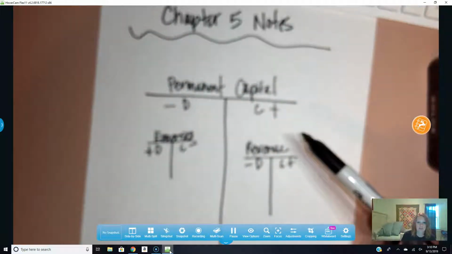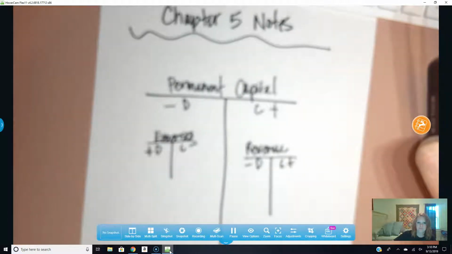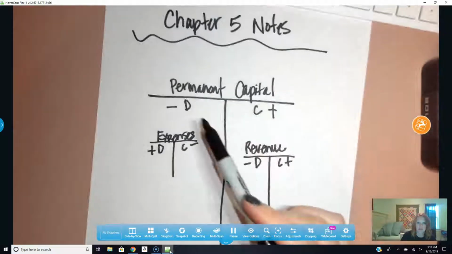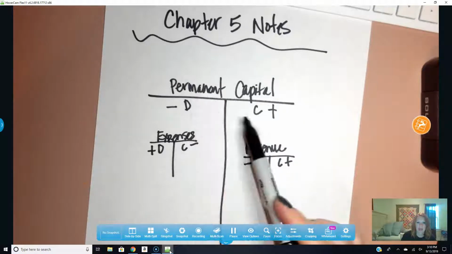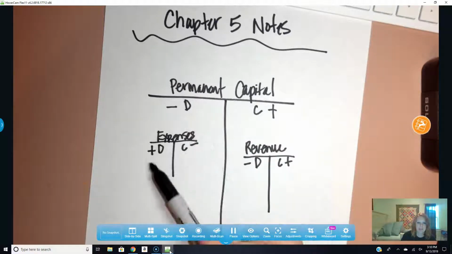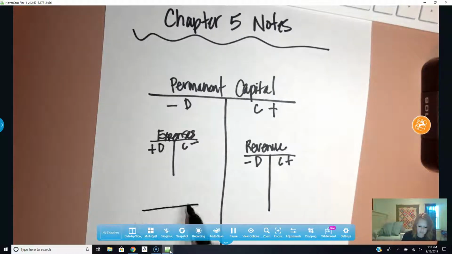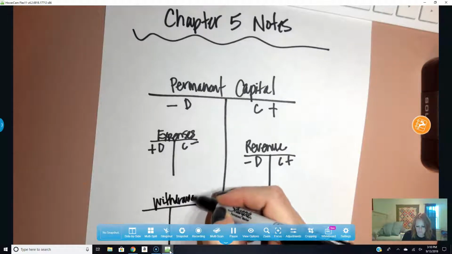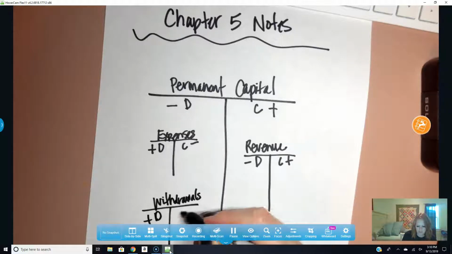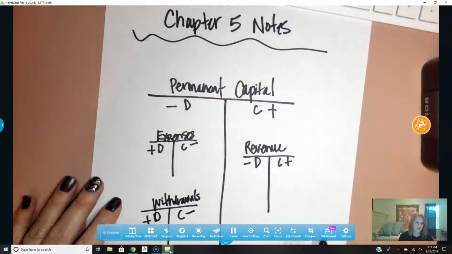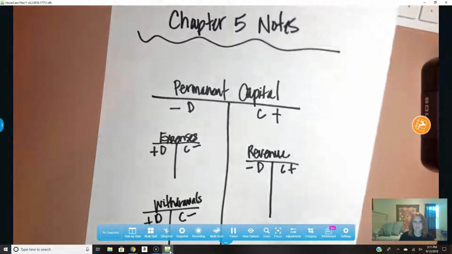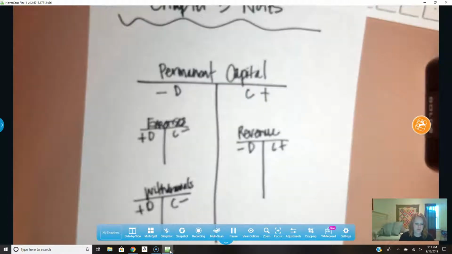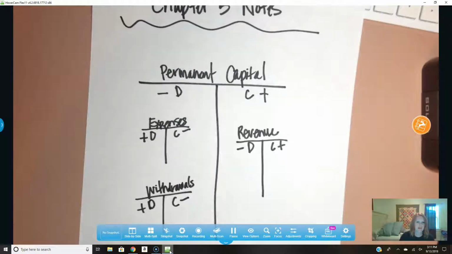We decrease with a debit in our permanent capital account, so we're going to show our expenses as our holding account, and they will increase with a debit. And the same rule goes for our withdrawals. Increase with a debit, decrease with a credit. Okay, so you could have put these with your chapter 4 notes, but basically, this is what you guys need to refer to as we go through problem 5-5 together.